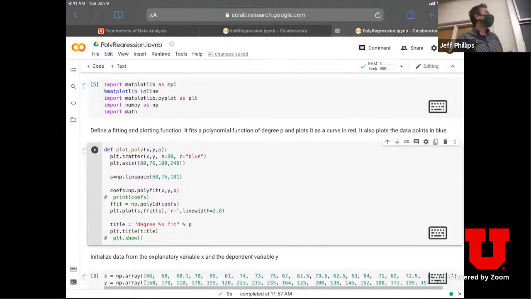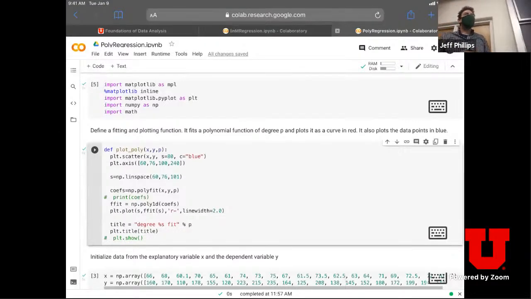Okay, so I'm going to define a function that's going to do my scatter plot. It's going to set the axis, so all these plots have the same x and y axis no matter what I plot. And I'm going to use linspace to create this curve I'm going to plot. It's not going to be a line, it's going to be a curve, and so I set it between 60 and 76, and I'm going to have 101 points, so it's a little bit smoother than before.